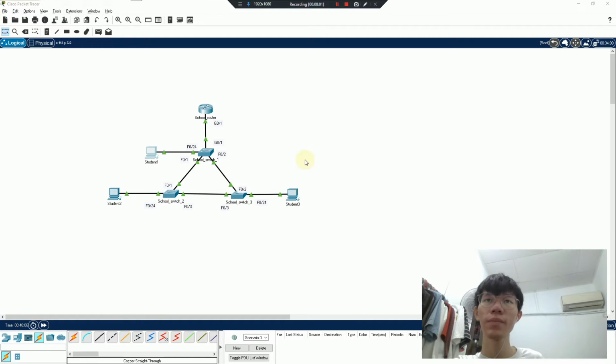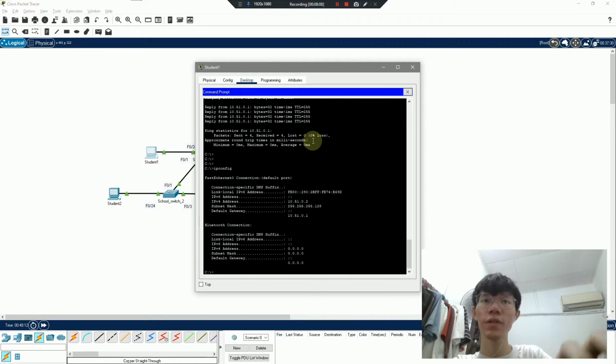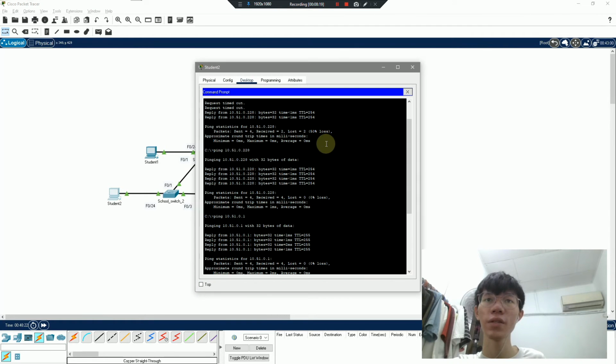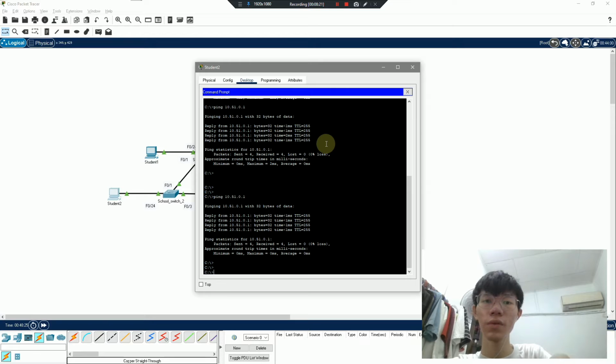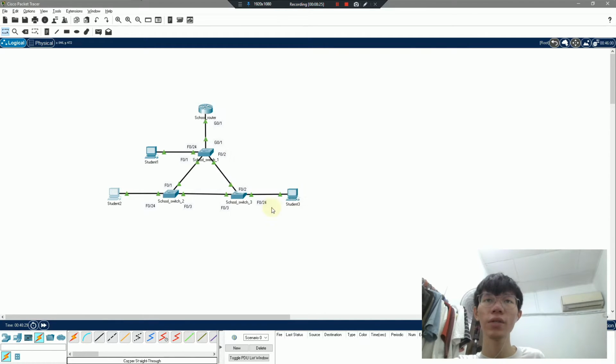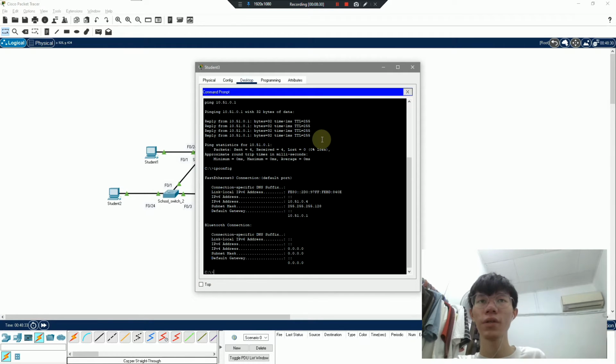Next, this is also the detail for the IP config on the PC student 1, this is for student 2, and this is the IP config for the PC student 3.